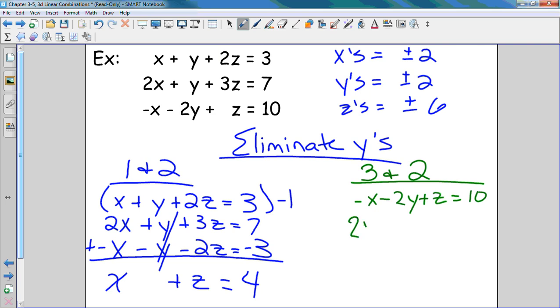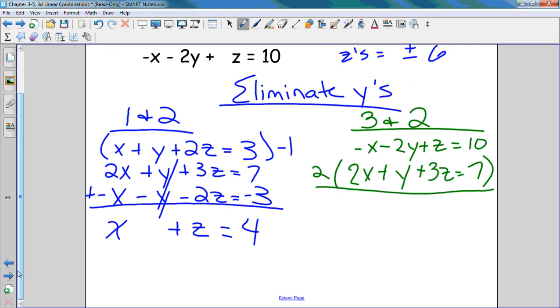Good. Now I have 2x plus y plus 3z equals 7. Now, if I'm eliminating y's, what do I have to get them to equal? Plus or minus 2, right? Yeah. What do I have to do to the bottom equation? Multiply by 2. So I have 4x plus 2y plus 6z equals 14.